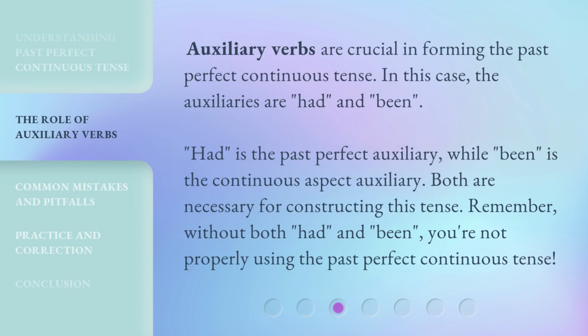Auxiliary verbs are crucial in forming the past perfect continuous tense. In this case, the auxiliaries are had and been. Had is the past perfect auxiliary, while been is the continuous aspect auxiliary. Both are necessary for constructing this tense. Remember, without both, had and been, you're not properly using the past perfect continuous tense.